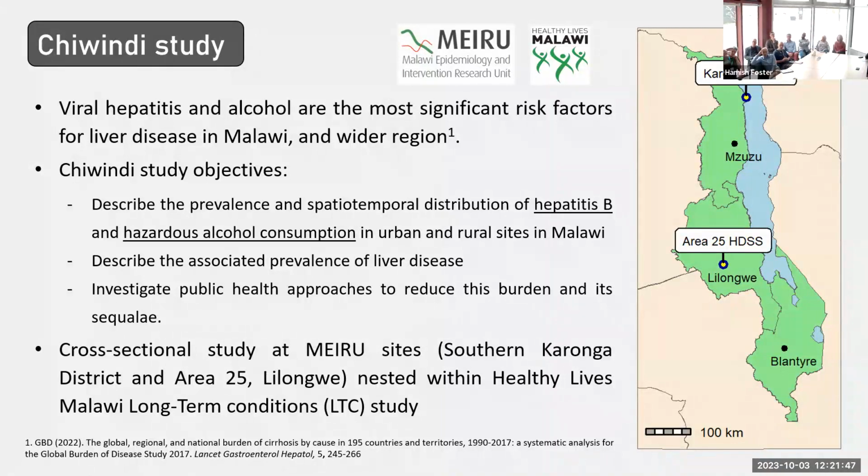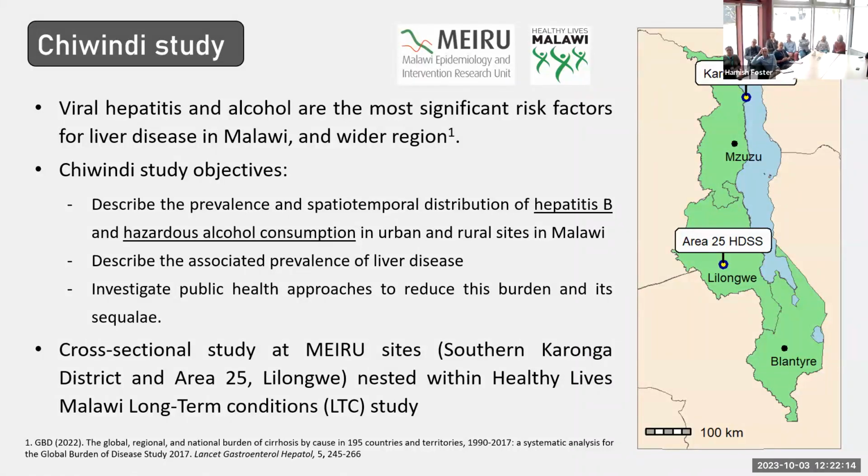So the plan really for this study, and Chiwindi means liver in Chichewa, the plan was to focus on these two leading risk factors, so Hep B and hazardous alcohol consumption, try to better describe the burden of those risk factors with respect to space and time, and then to look at the associated prevalence of liver disease with both of those, and then to describe some public health interventions to try and reduce some of that burden of disease.